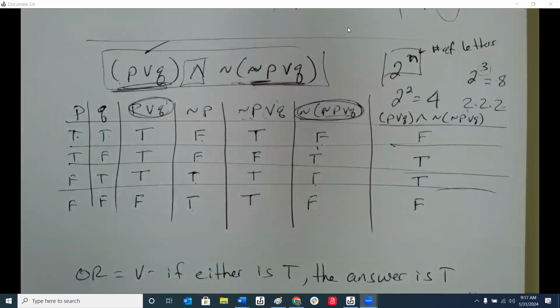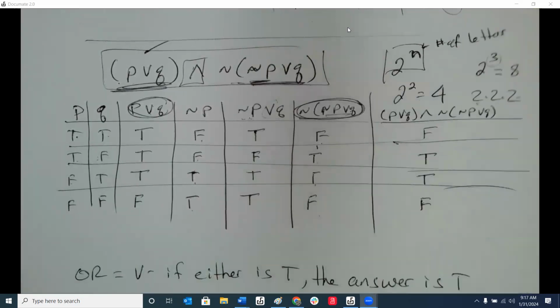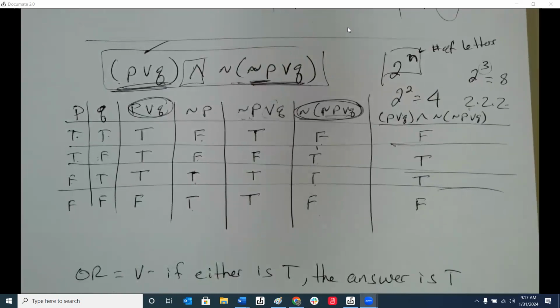You have to construct it, which is exactly what we do in mathematics. We have to work inside the parentheses, work our way out. We haven't talked about the conditional statements yet.